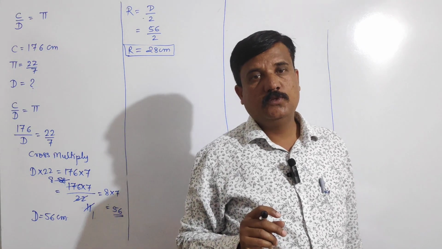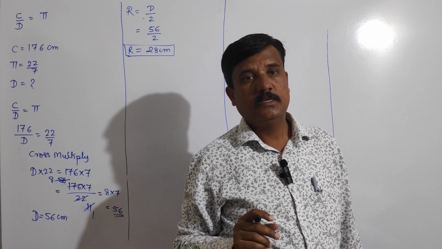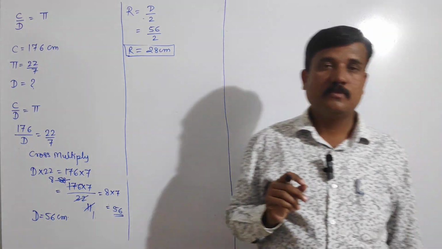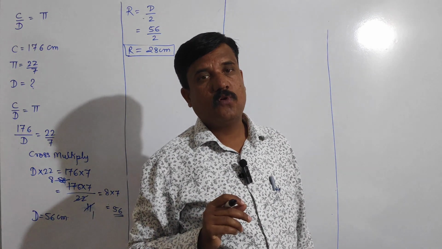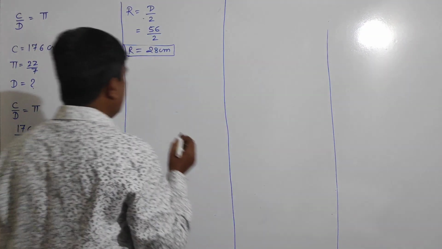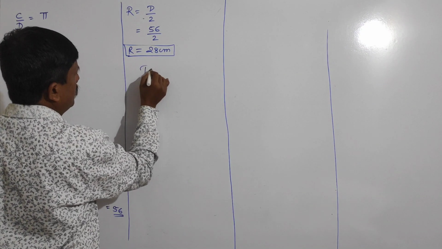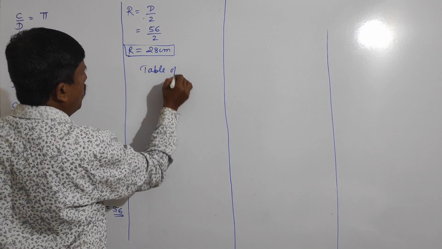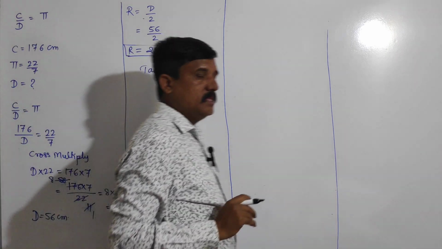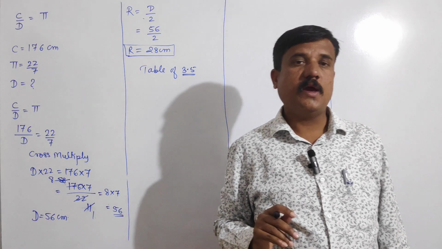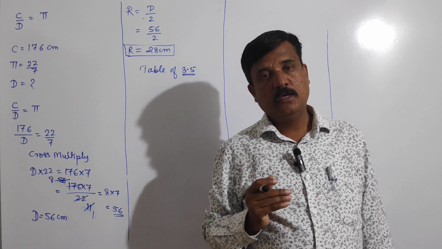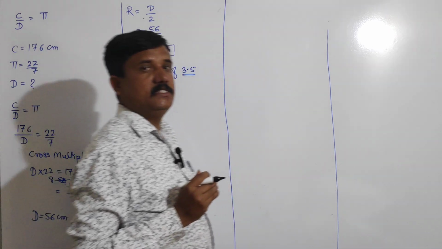You have learned the tables, you know the tables, but still I will say you must learn the table of which? Not 1, 2, 3, 4, 5, 6, 7, 8. No. You have to learn the table of 3.5. If you are learning this table of 3.5, the calculation related to circle topic will be very much easier.